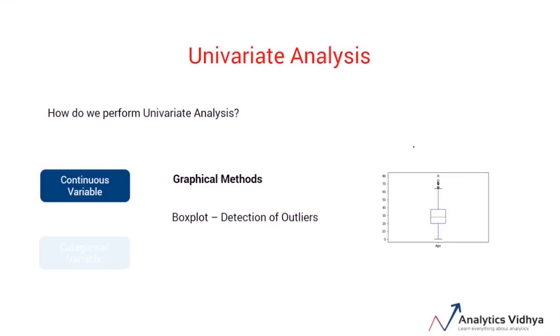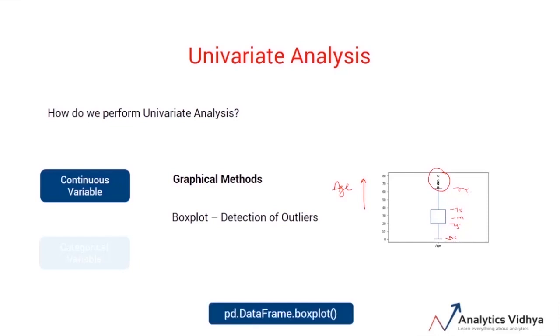A box plot is generally used to detect outliers. So for example, here we can see that there are some outliers. This is again a distribution of the age, where on the y-axis we have the age, and these lines represent the minimum, 25th, median, 75th, and the maximum value of the age without the outliers. So in order to plot a box plot, we can use the box plot function provided by the pandas data frame.